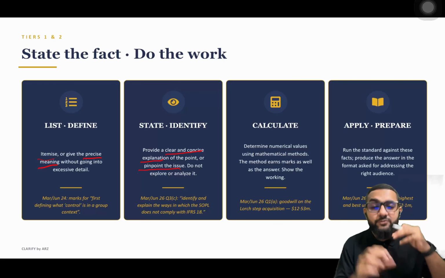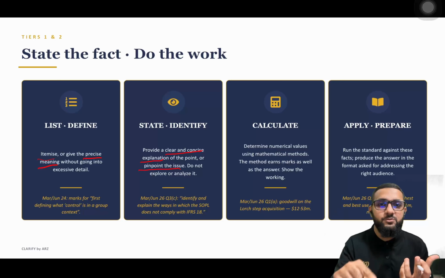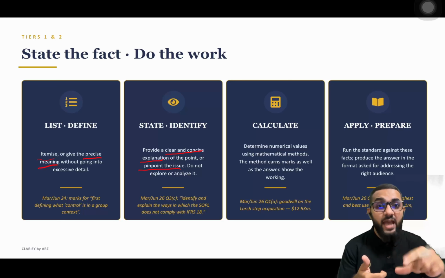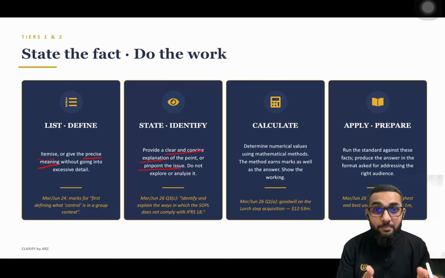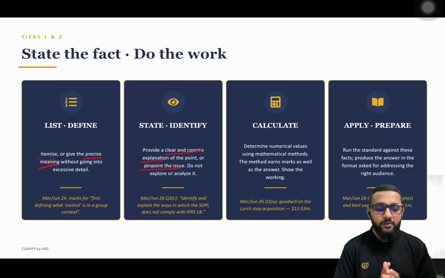In this case, calculate is a verb which would get you marks even for the methods, which is why you have to show workings always. When the calculate verb appears, you have to show the workings, because even the workings and the method also get marks, and this is where own figure rules apply as well.